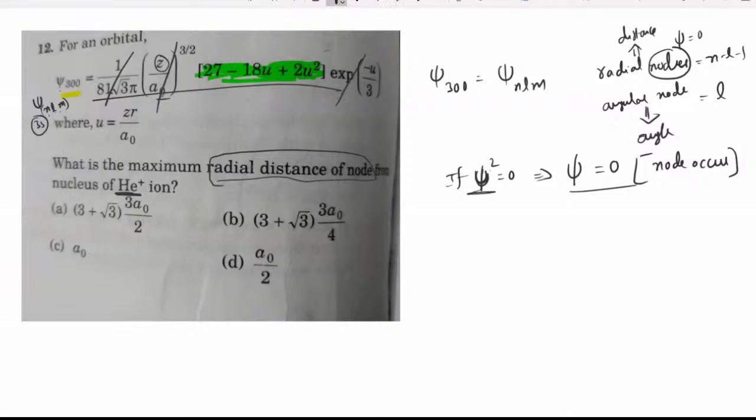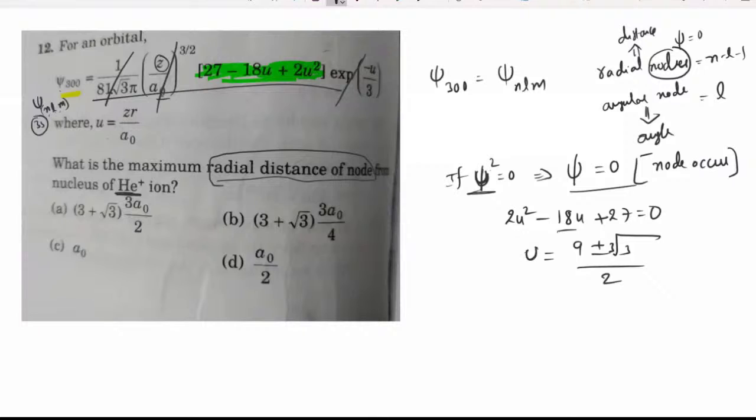That means 2u square minus 18u plus 27 only equals 0. Sir, 27 times 2, sir, 54. Then u is equal to 9 plus or minus 3 root 3, divided by 2. This is the u value you will get. Minus b plus or minus under root of b square minus 4ac, by 2a.